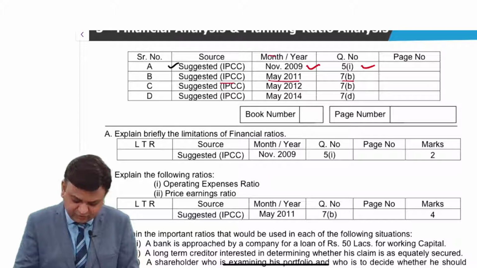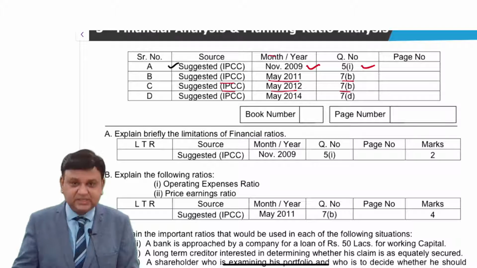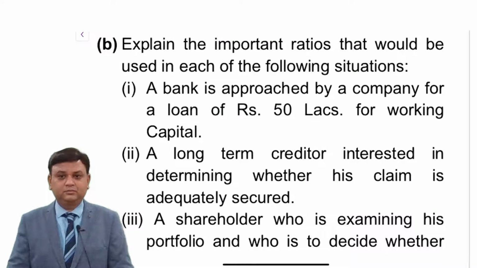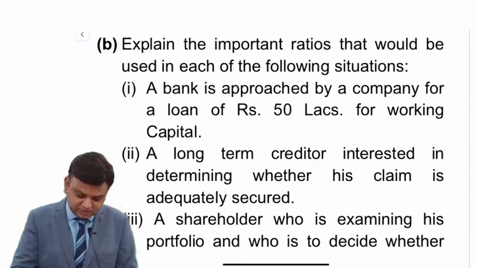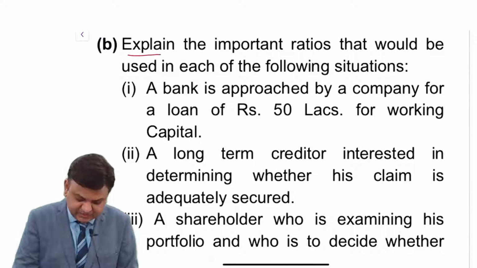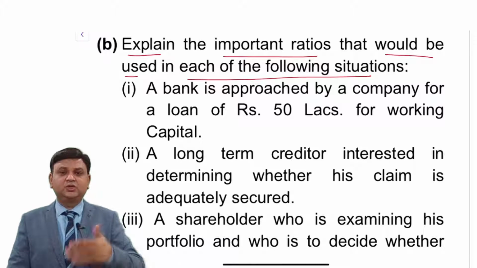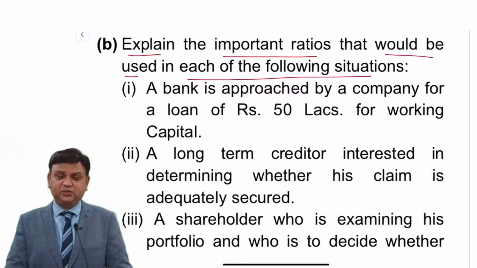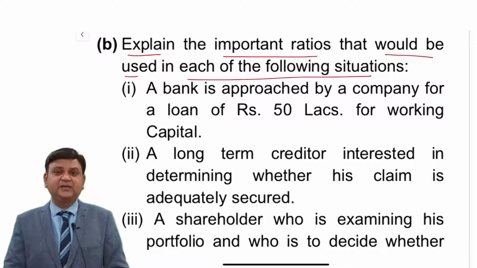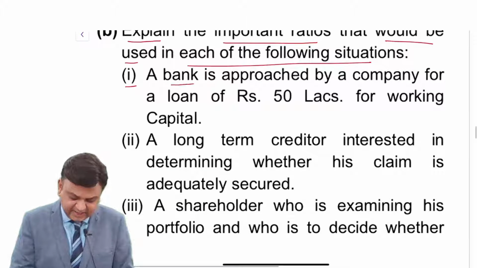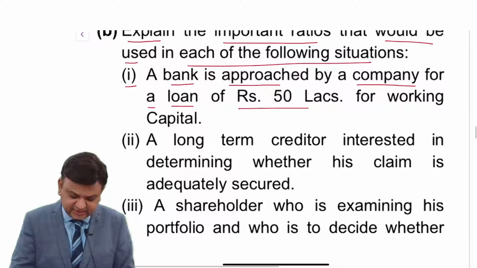The question from May 2012, IPCC question number 7B. Let us understand this question. Explain the important ratios that would be used in each of the following situations. So we have been provided with a set of situations, and the question says which ratios would be used. First, a bank is approached by a company for a loan of 50 lakhs.